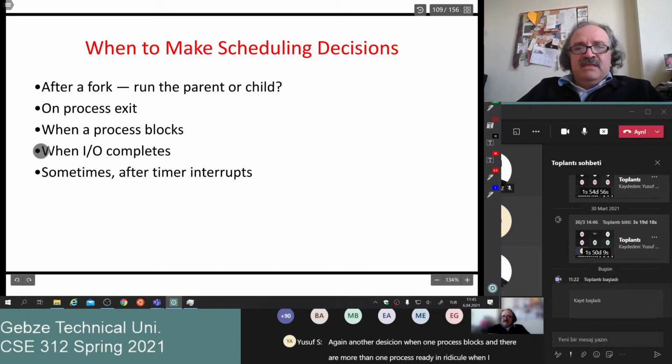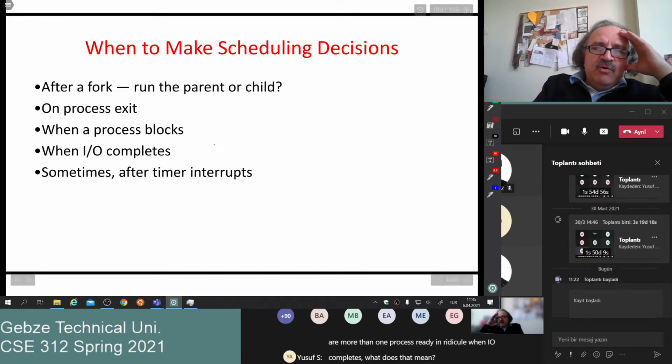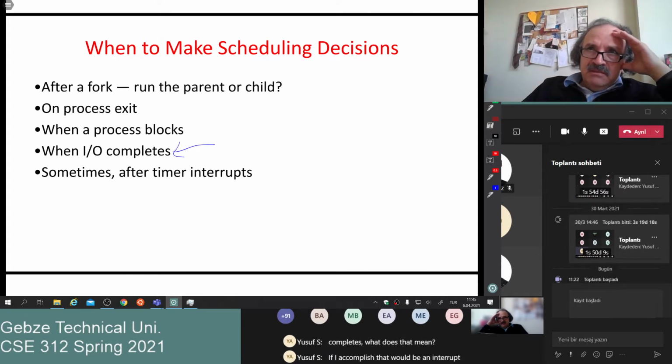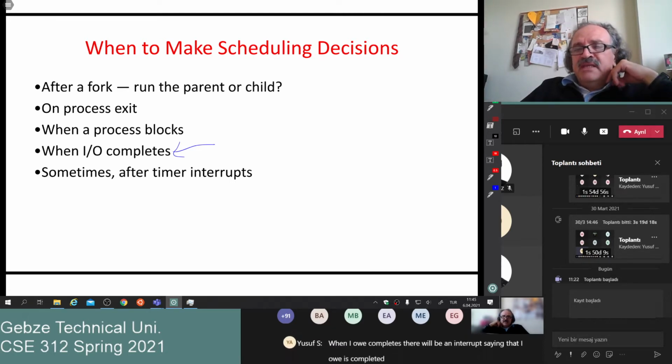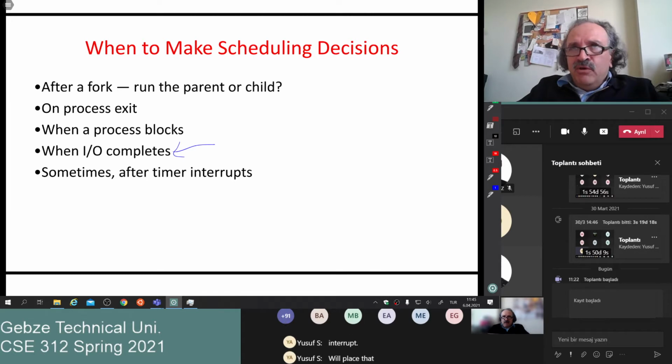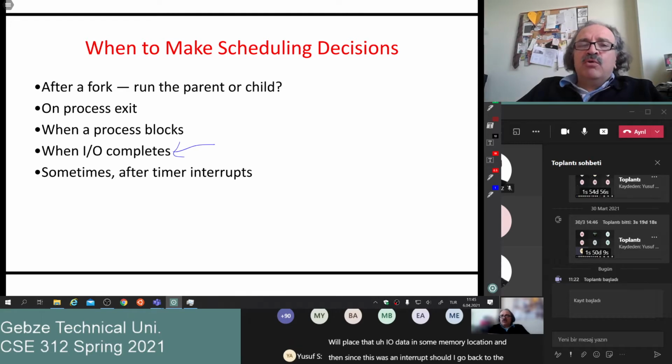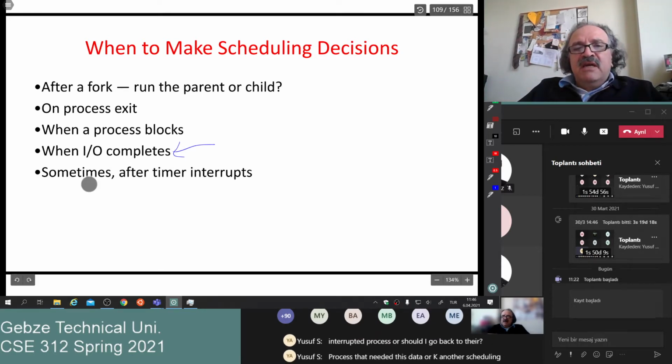When IO completes, what does that mean? If IO completes, there will be an interrupt, right? There will be an interrupt saying that IO is completed. So the operating system will come in, take care of the interrupt, and place that IO data in some memory location. And then, since this was an interrupt, should I go back to the interrupted process, or should I go back to the process that needed this data? Another scheduling decision. And sometimes after timer interrupts.